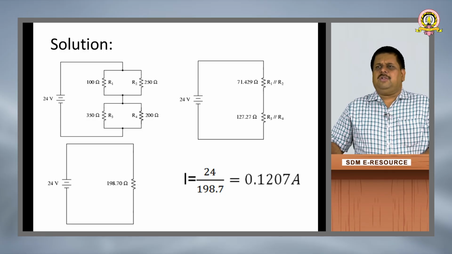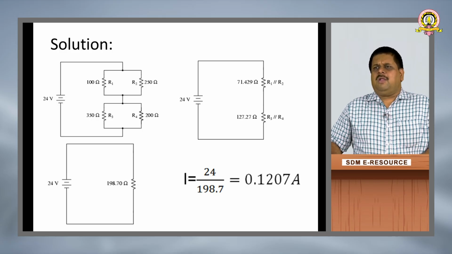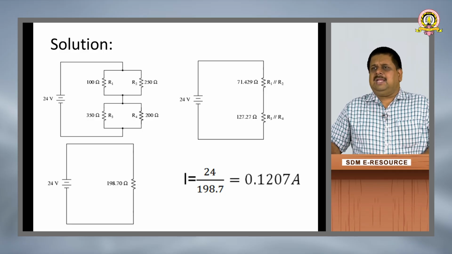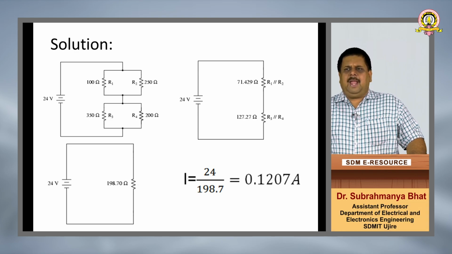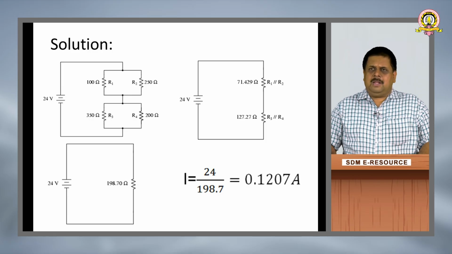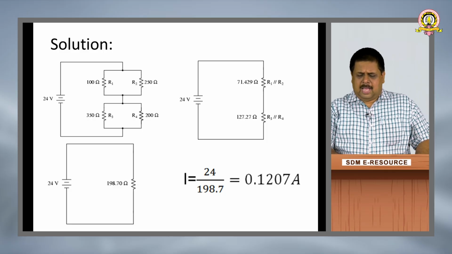When you reduce it, the effective resistances you are going to get are 71.429 ohm and 127.27 ohm. Those two are connected in series. Therefore, we can add together, we will get 198.70 ohms. Now, the current I is equal to 24 divided by 198.7 is equal to 0.1207 amperes. Now, this is the answer which we get.